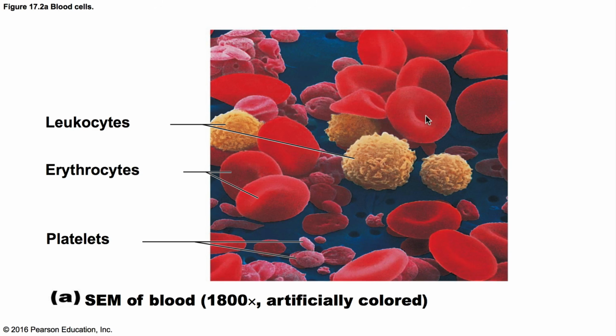We're going to be talking about why this is there as we move forward. And then we have these white blood cells. And these over here, these are just fragments of a cell. These are the platelets. And again, they're very important in the clotting process.